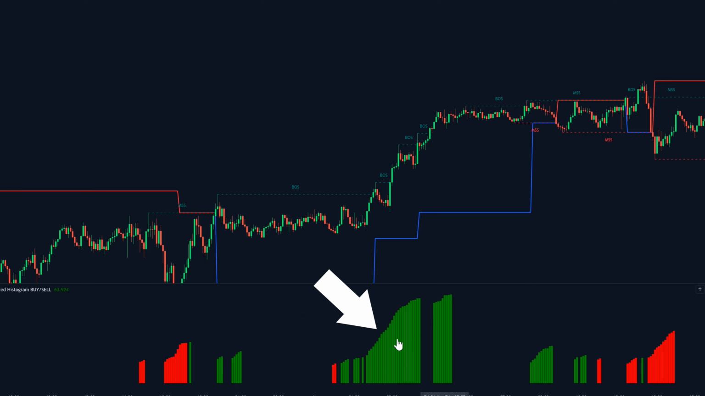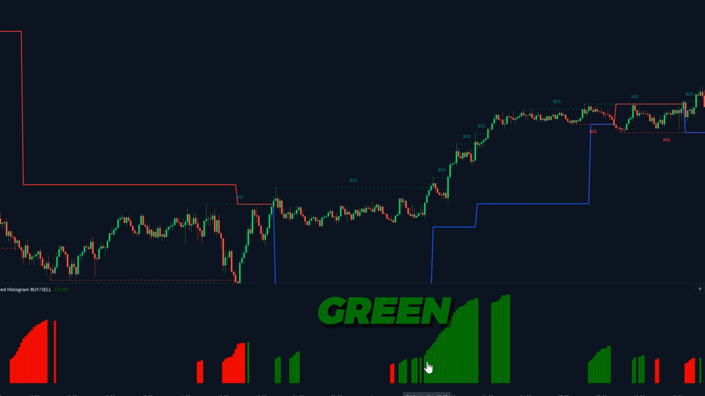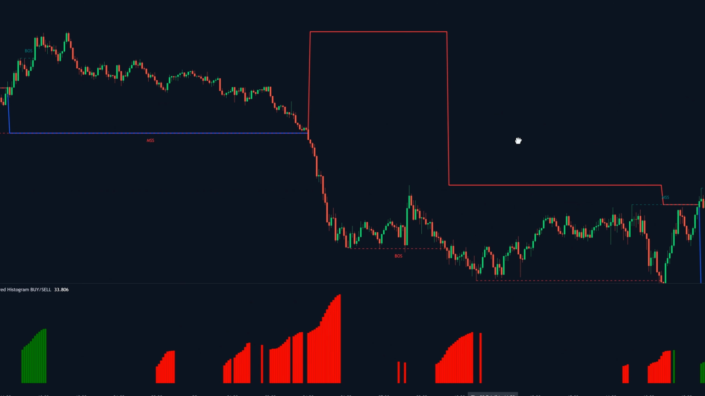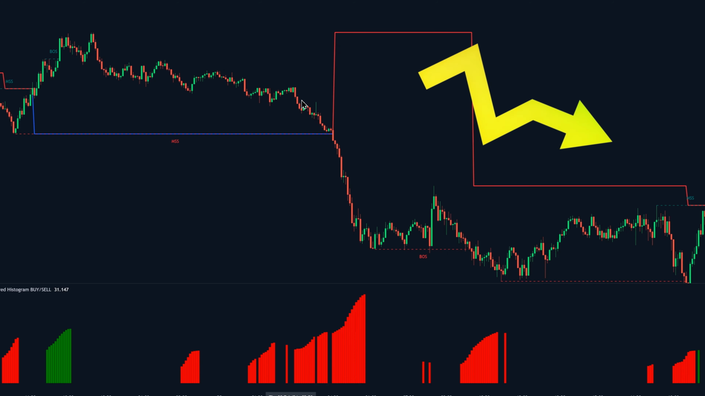These histogram bars are used to indicate the trend direction and strength. If it's colored green and headed upwards like here, this indicates a strong bullish trend. Conversely, if it's colored red and headed upwards like this, it indicates a bearish trend with increasing strength.